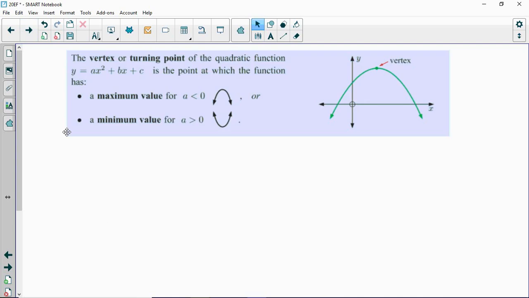So to begin, we talked about this previously. The vertex, sometimes called the turning point of a quadratic function or of a parabola, is going to be either the highest or the lowest point. It'll be the maximum point if the graph has this shape where it's opening downwards. It'll be the minimum point if the graph has this shape and it's opening upwards, corresponding to a positive a value in this case or a negative a value in this case.